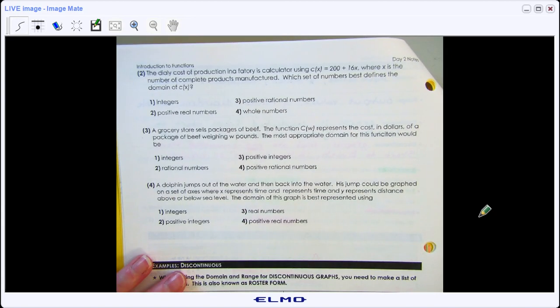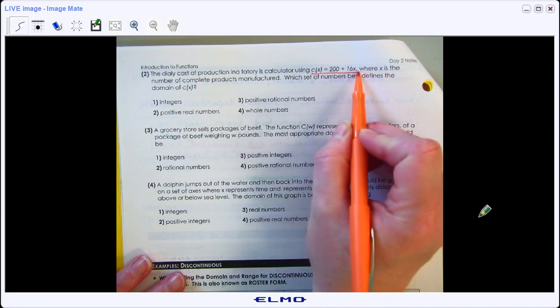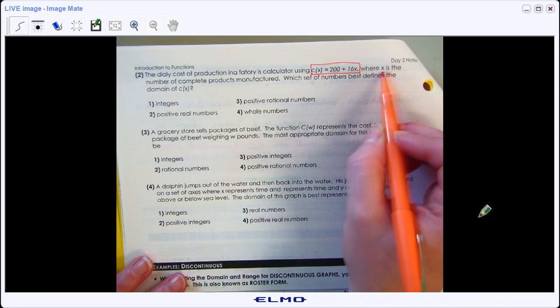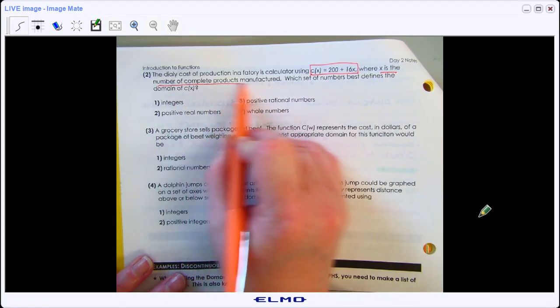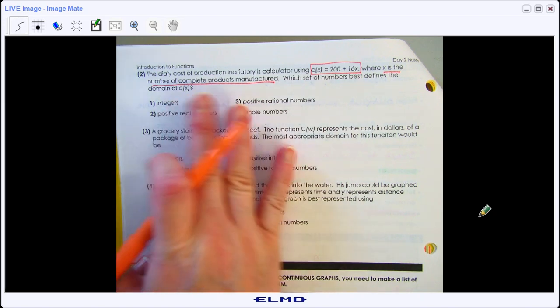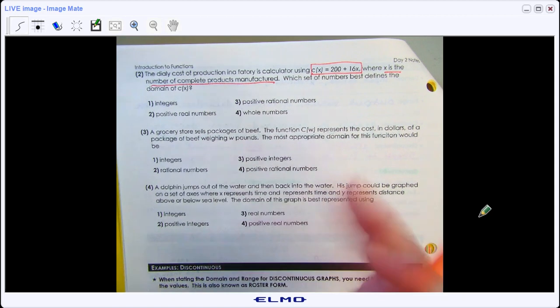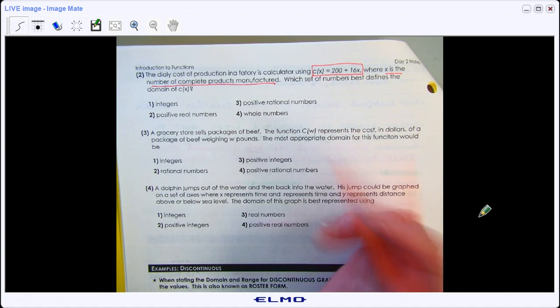The daily cost of production in a factory is calculated using this equation here, where x is the number of complete products manufactured. Which set of numbers best defines the domain of C of x? So again, x is the number of complete products that have been manufactured. So it can't be a decimal because it's got to be completed. And it can't be negative. It can't make a negative number of products.